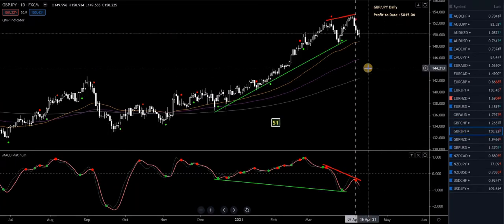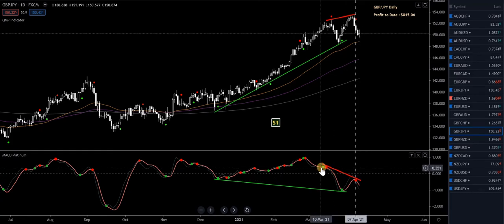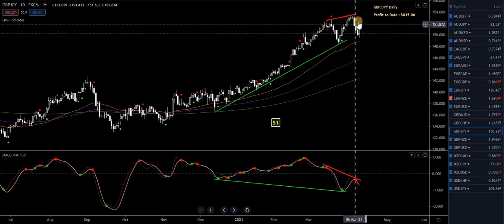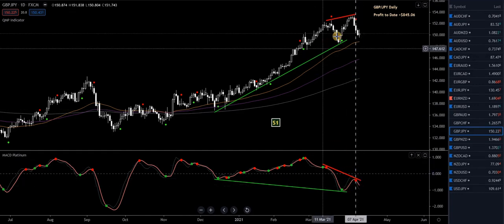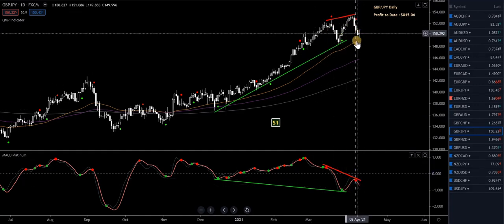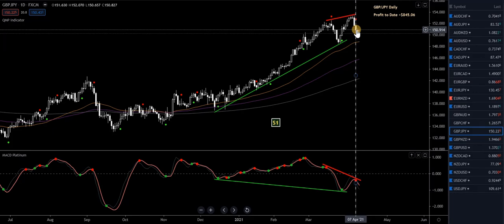But another one, similar, the pound pairs are all very similar, same sort of setup, regular bearish divergence, MACD below the zero level. Yeah, just getting too close to the MAs. The sell signal was here, could have got a few pips maybe.